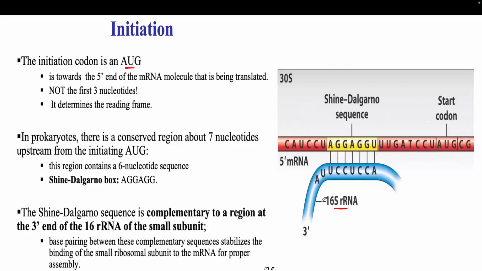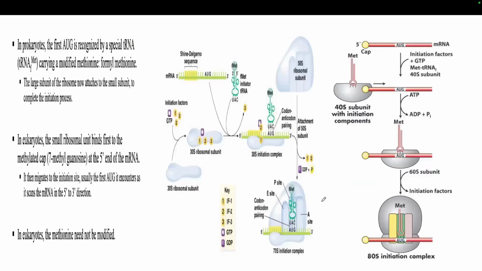In the case of eukaryotes, what is happening is, like in prokaryotes, the first AUG is recognized by a special tRNA called the formyl methionine tRNA, which carries the modified methionine, formyl methionine, and the large subunit of the ribosome is now attached to the small subunit to complete the initiation process. But in the case of eukaryotes, there is no such Shine-Dalgarno sequence. This is eukaryotic initiation.